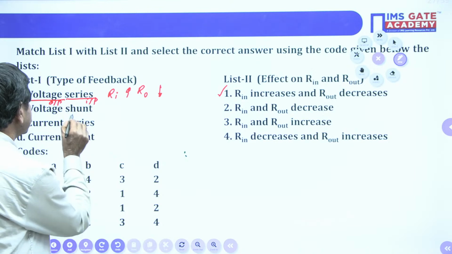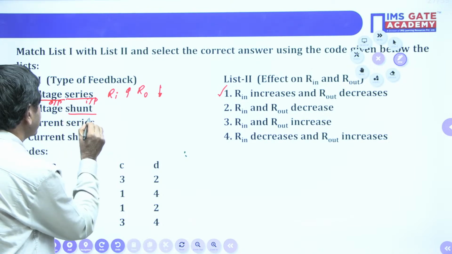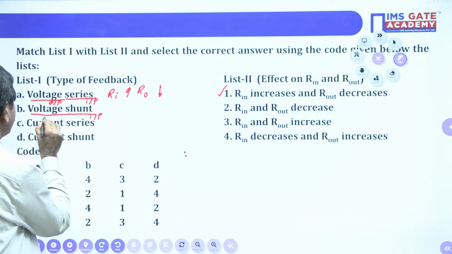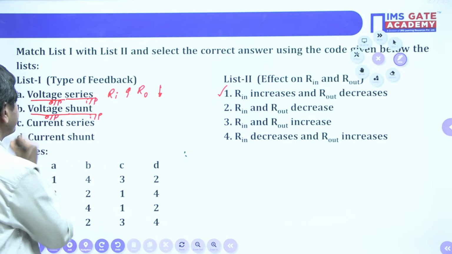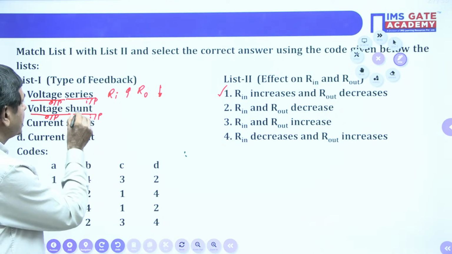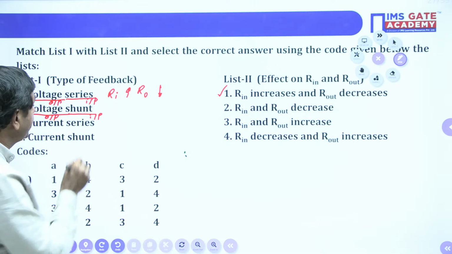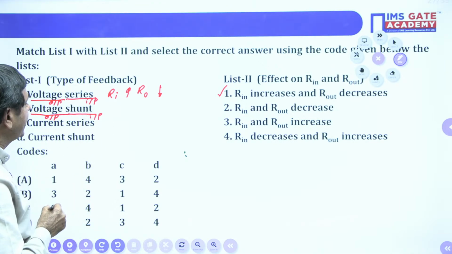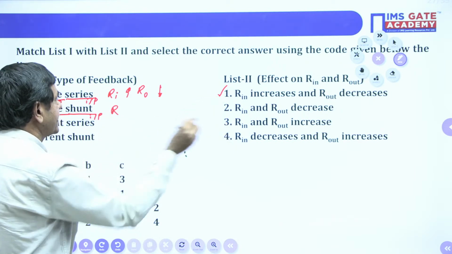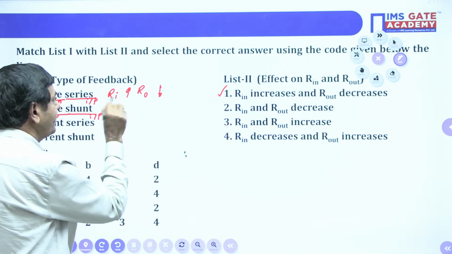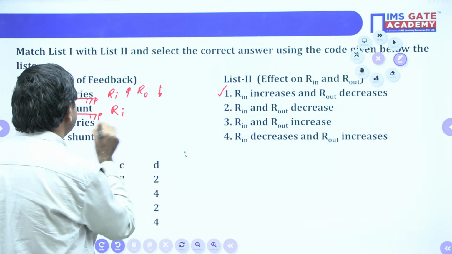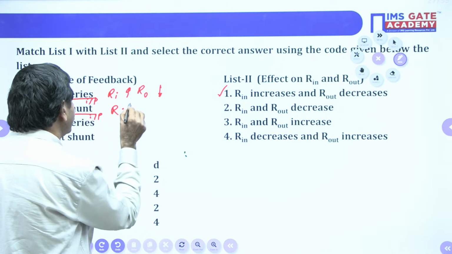Voltage shunt: shunt indicates the input circuit, and voltage is nothing but the output circuit. But in the input circuit, with a shunt connection, what is going to happen? Shunt means parallel. Resistance is decreasing. RI, as per the given symbols, means after feedback, RIF. In the shunt connection, RI decreases.